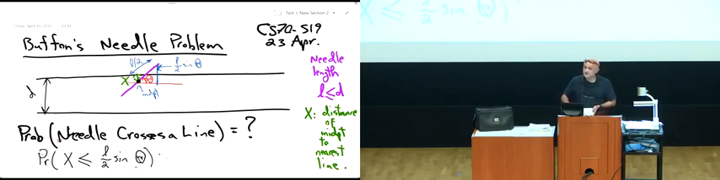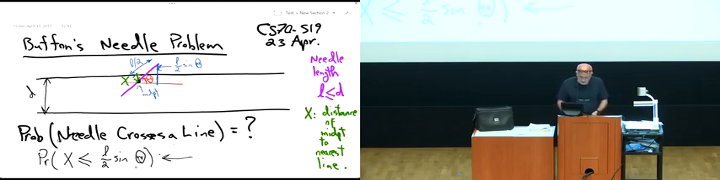Okay? Is everybody here? Yeah. So the needle will cross the line if the distance from its midpoint to the nearest line is less than this side of the triangle. If it's equal to that side of the triangle, that means the tip of the needle is just touching the line. Okay. So this is the event we need to find the probability of.